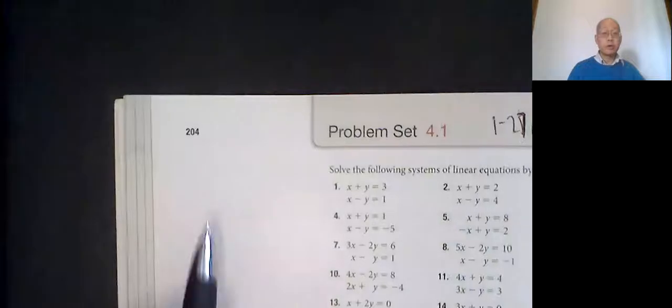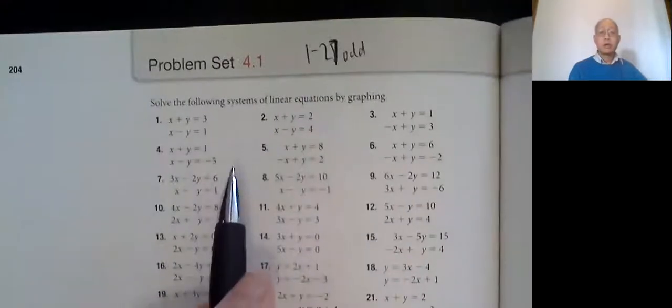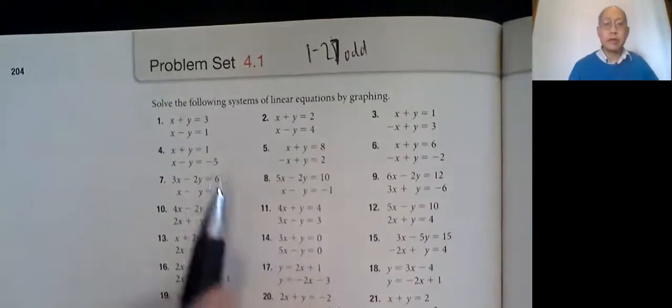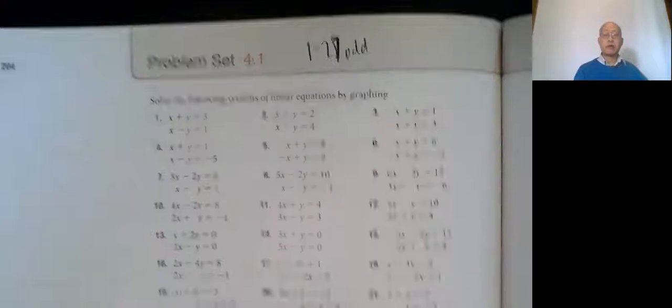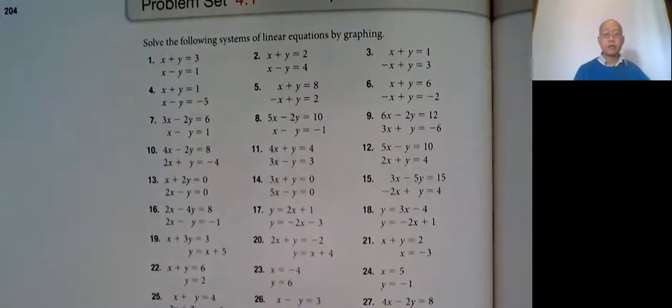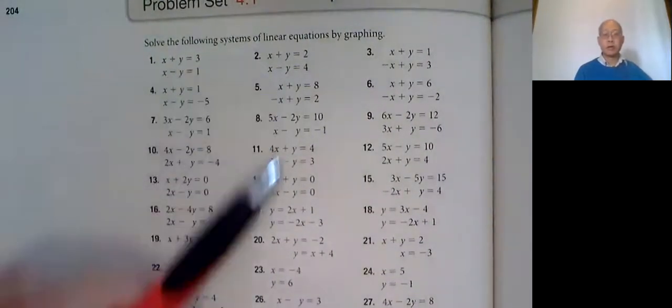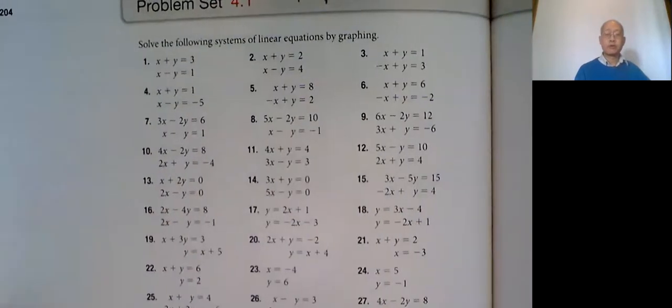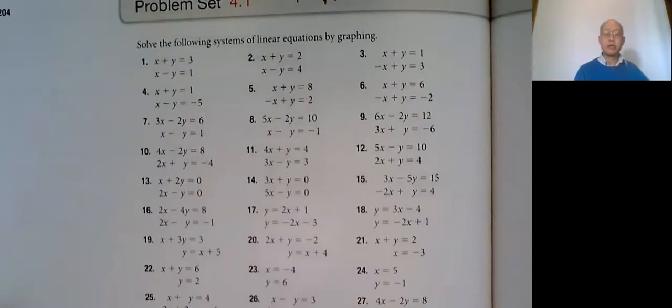Okay, 4.1, page 204. We're solving a system of equations in this chapter. Notice every problem has two equations with two unknowns, x and y. They give you not one, but two equations. All the way through, there are two equations. Section 4.2, same thing. Section 4.3, same thing, except we're solving with different techniques.